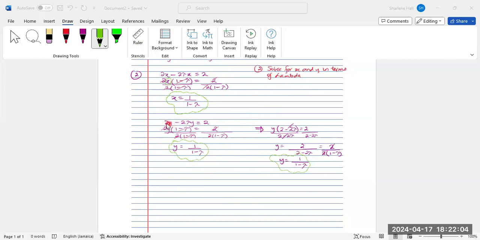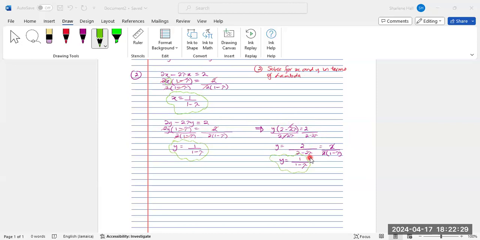And when I take the y out from here, I'm left with 2. See it right here? And when I take the y from here, I'm left with minus 2 lambda. And equals to the 2. Then I divide both sides by 2 minus 2 lambda. So this cancels this down here. So we're going to have 2 over 2 minus 2 lambda. So y is equal to 2 over 2 minus 2 lambda.